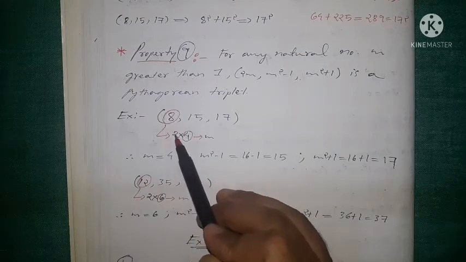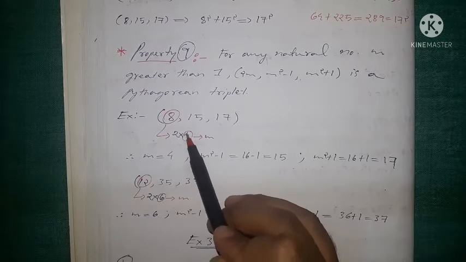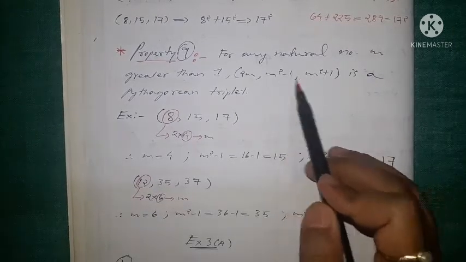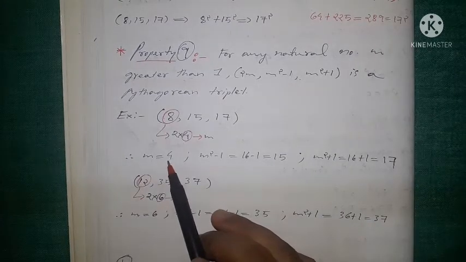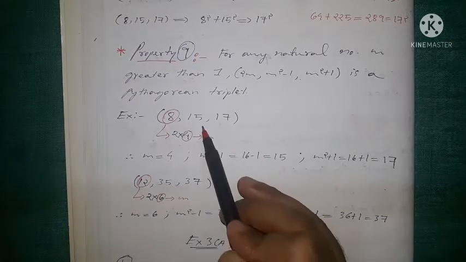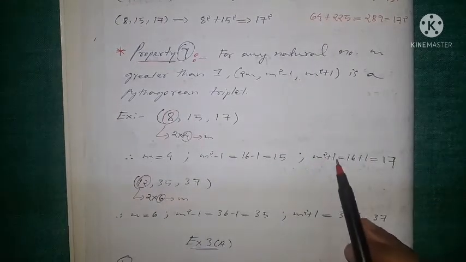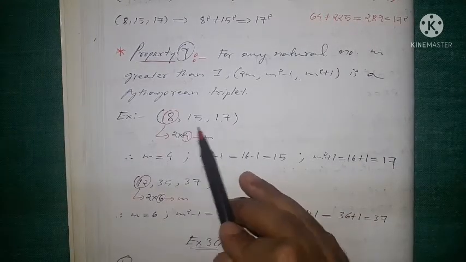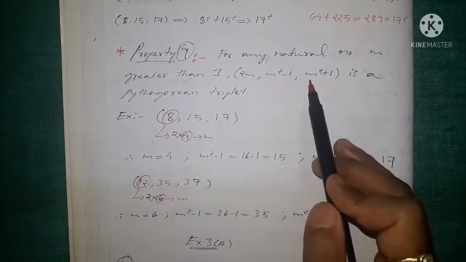So here this 8 we can represent as 2 into 4, that means 2m, so the value of m is 4 in this case. So let's check the second and the third number. The second number is m square minus 1. If we consider the value of m is 4, then m square minus 1 is equal to 16 minus 1, that is 15. It is already given 15. And the third one is m square plus 1, that is 16 plus 1, it is 17, so as we can see, this is 17. So that means this is a Pythagorean triplet, and it obeys this pattern, that is 2m, m square minus 1, m square plus 1.